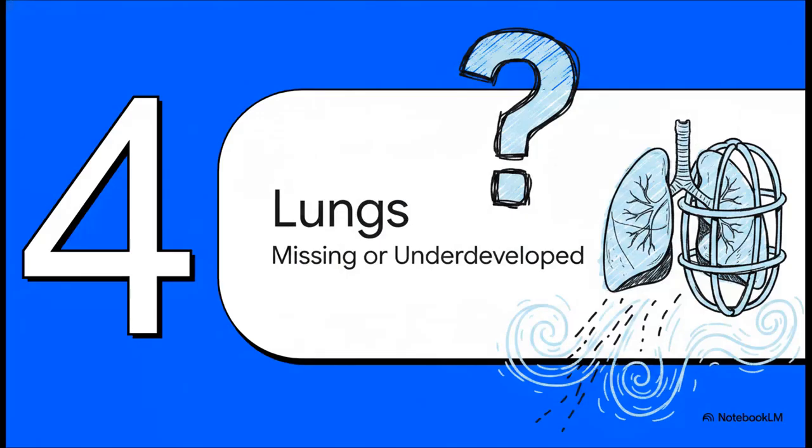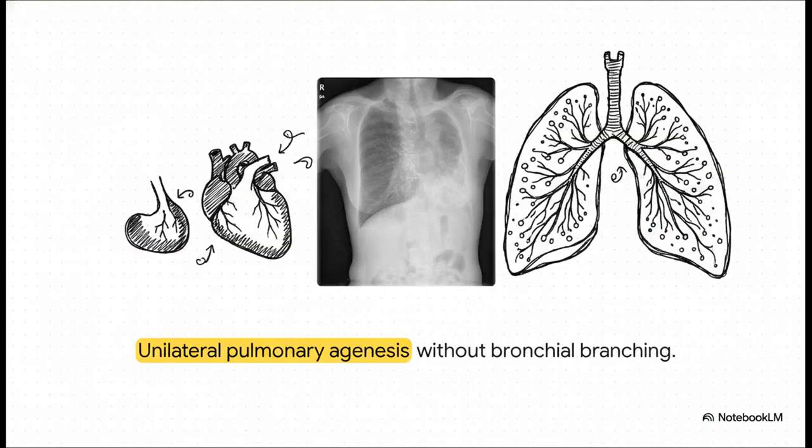This brings us to section 4. We've finally arrived at our last destination, the lungs, our expansion chambers. Let's explore what happens when they are entirely missing or severely cramped. So this is pulmonary agenesis. It's a rare condition where the blueprints for the lungs are just missing altogether. The initial lung bud simply fails to branch out. If it happens on both sides, it's obviously incompatible with life.